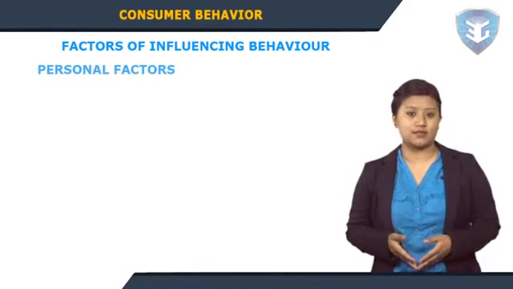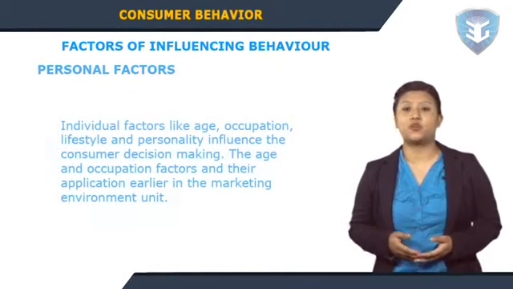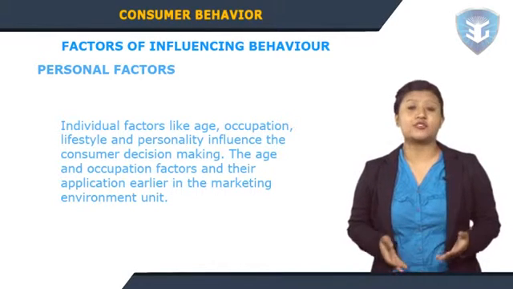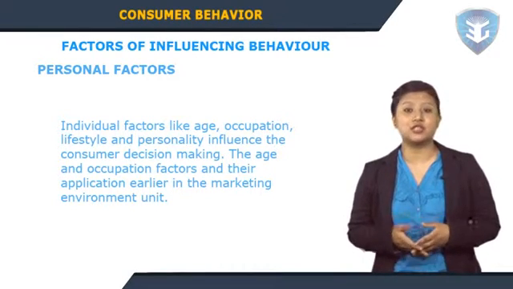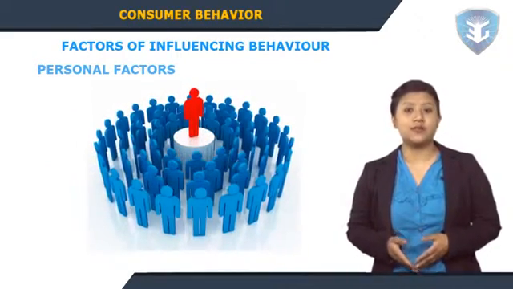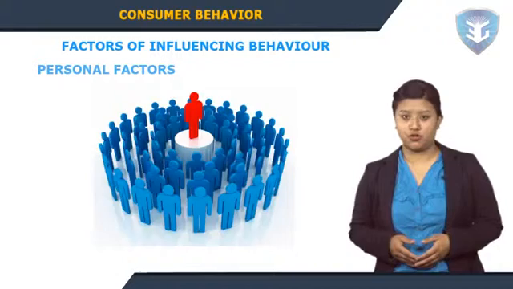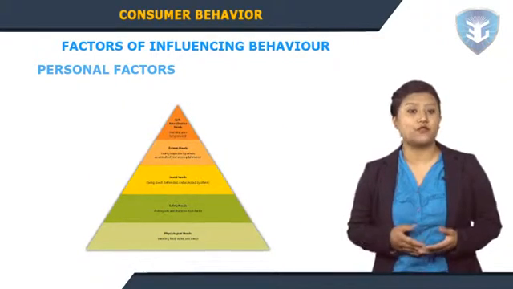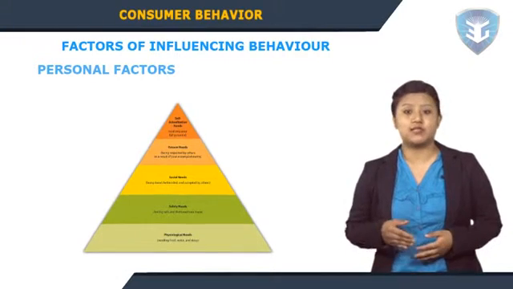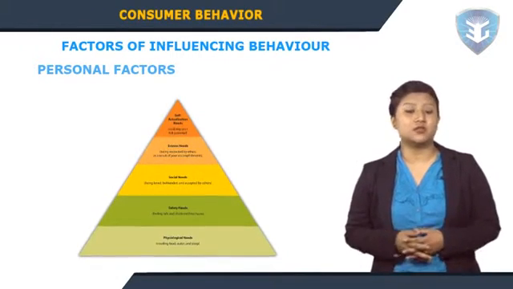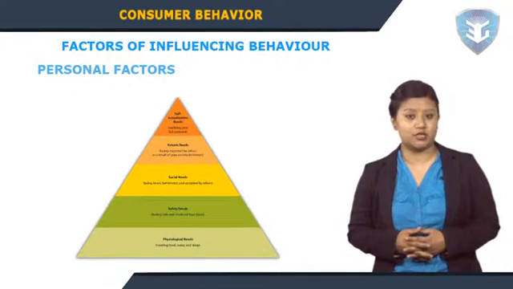The personal factors. Individual factors like age, occupation, lifestyle, and personality influence consumer decision making. The age and occupation factors and their application were covered earlier in the marketing environment unit. Lifestyle and its influence on the consumer was covered in the segmentation unit. Personality is the image of people's traits. Traits include self-confidence, dominance, autonomy, defensiveness, adaptability, and aggressiveness. Many companies use these concepts in their marketing communications.